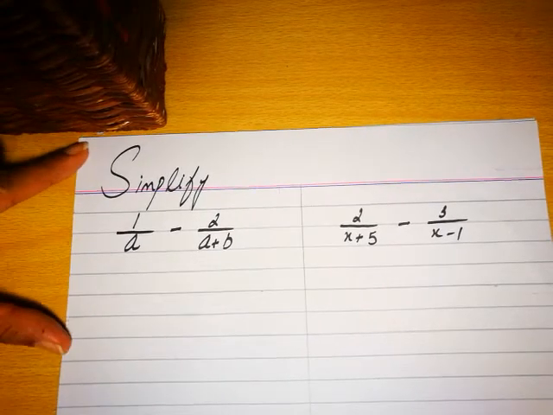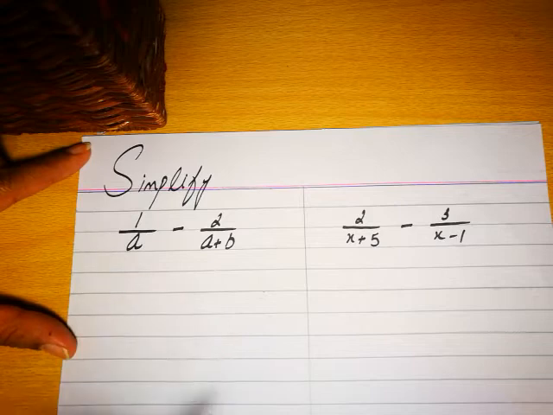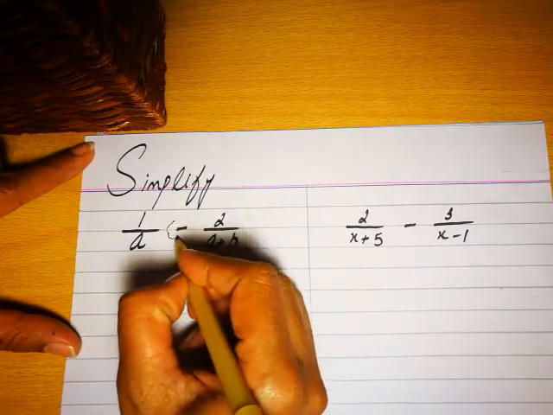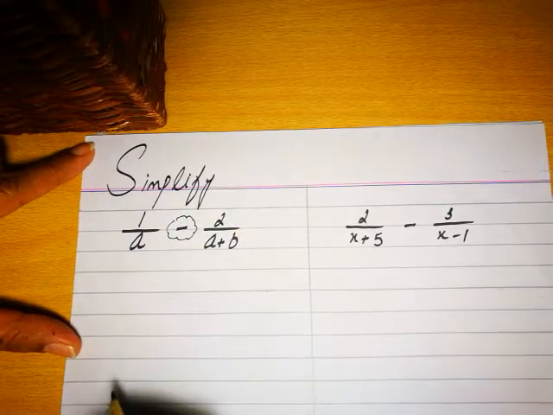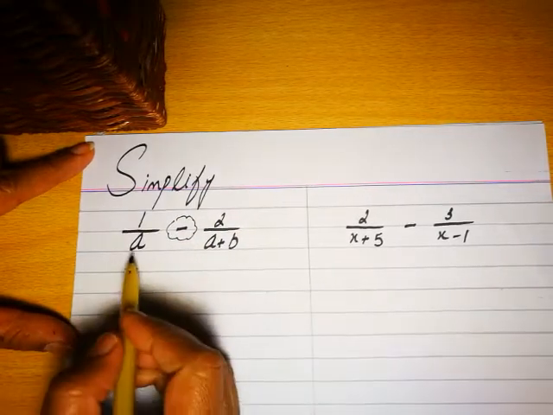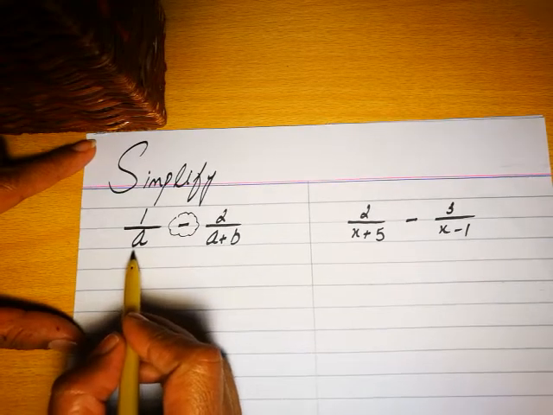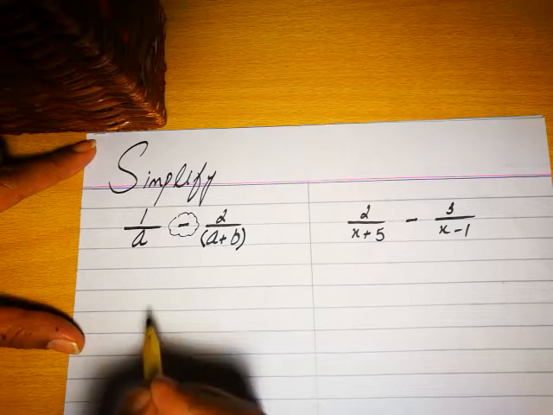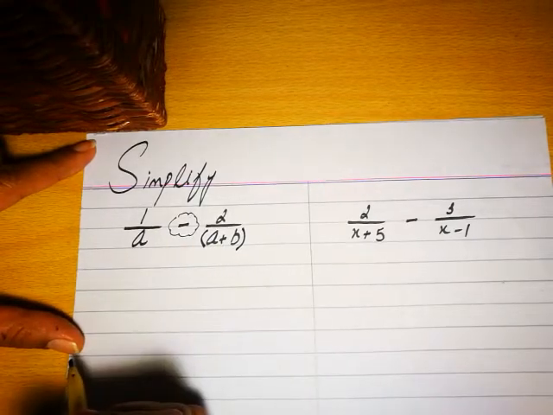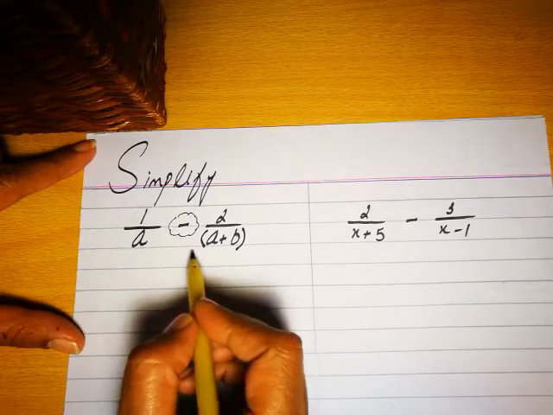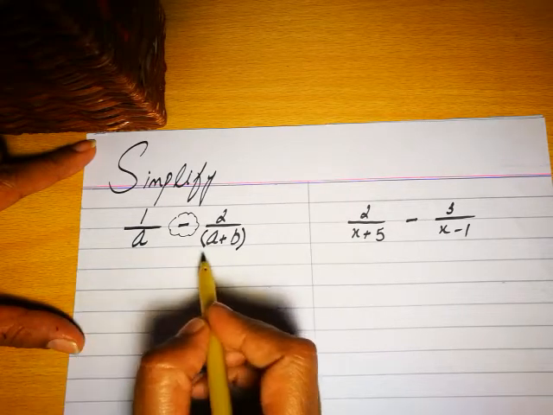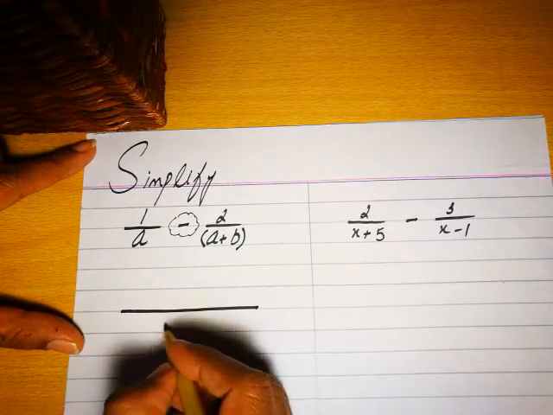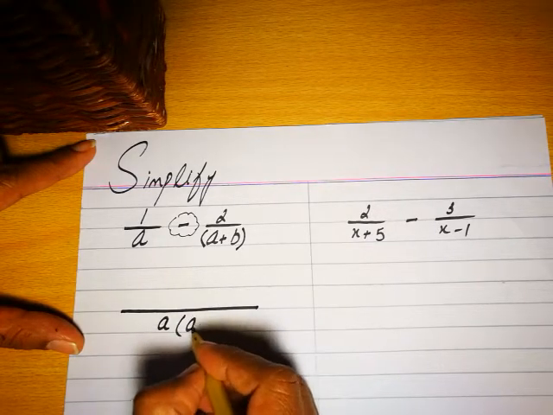Now the question is to simplify the following fractions, and we have a negative sign between the fractions, which means we are going to take the LCM. In this question, the denominator is a and then there is a factor a plus b. What does it mean? They are not common. If they are not common, we are going to multiply them and take that as the LCM. What does it mean? I have a times a plus b.